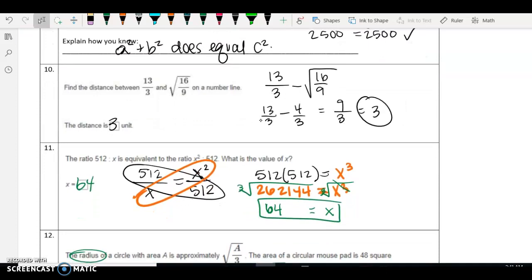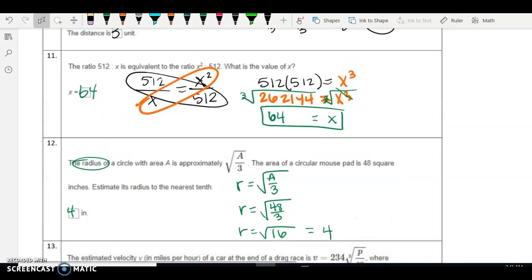Number 10. So find the distance between, or the difference between 13 over 3 and the square root of 16 over 9 on a number line. So that just means we're going to subtract. Anytime we see find the distance, it just means subtract the two. So 13 divided by 3 minus the square root of 16 over 9 is 4 over 3. And so it equals 9 over 3 because 13 minus 4 is 9. And then we keep our denominator. And so 3 goes into 9 3 times, so our answer is 3.